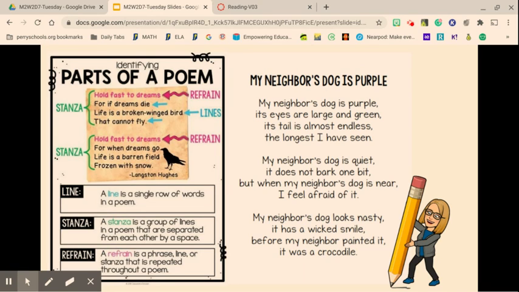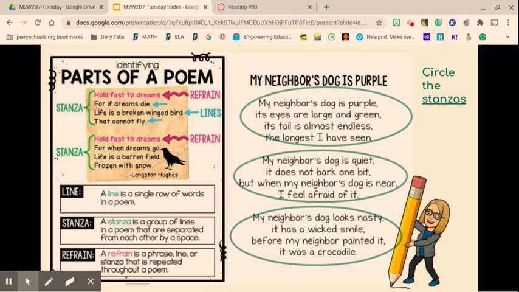Ooh, not a dog that I would want to play with. So in this poem, I want to circle the stanzas. Remember, the stanzas are the groups of lines. So when I look at this, there are 3 stanzas in this poem. I have 3 groups of lines.